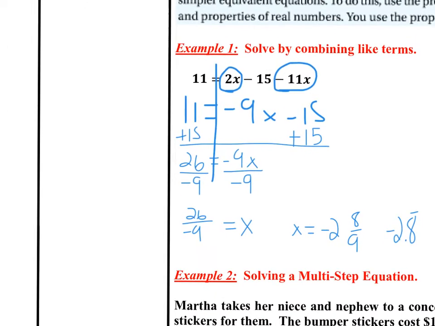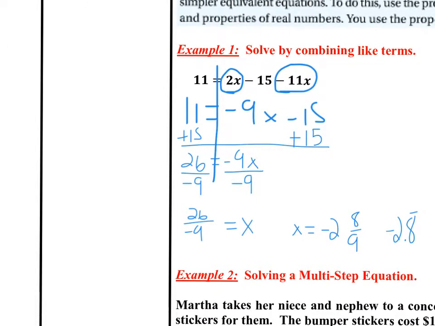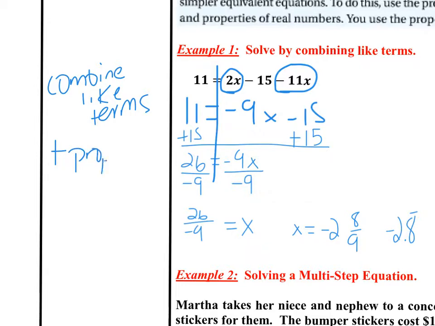Now the properties that we use, let's write them on this question. The first thing that we did was combine like terms, so it doesn't have another name. We would just say that we combined like terms. Then we added 15 to both sides, so we did the addition property of equality. And last we divided by negative 9 on both sides, so we did the division property of equality.